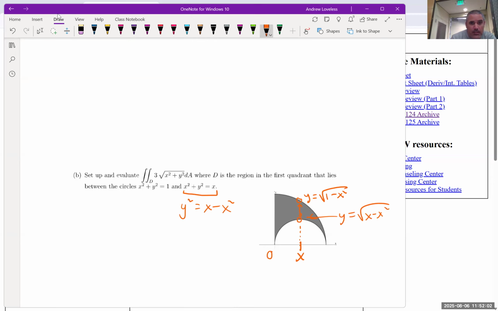This is 0. This is 1. Oh, I could do this in Cartesian. It would be 0 to 1. So I was wrong. X minus X squared, 1 minus X squared. So this would be a correct setup for what they're asking.